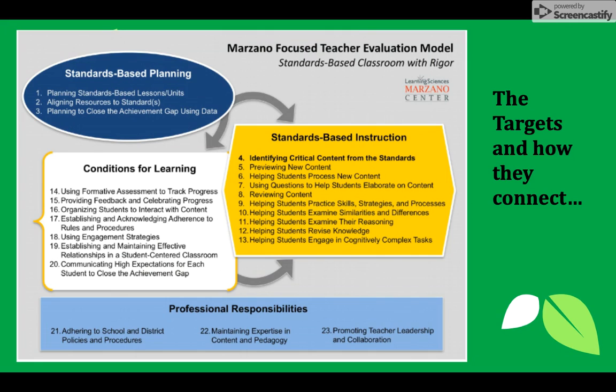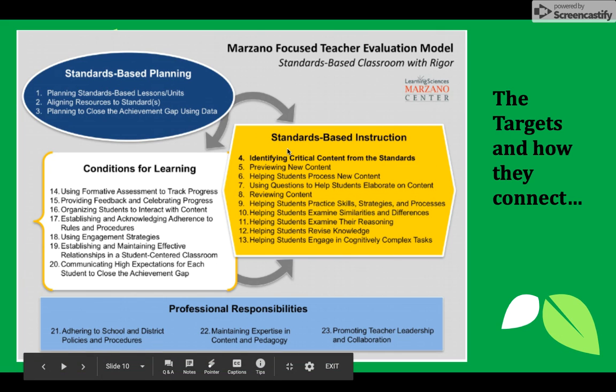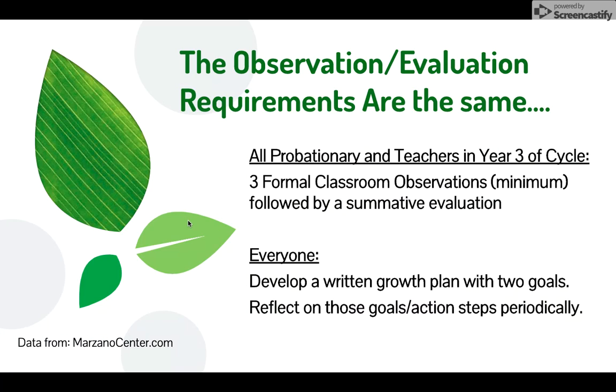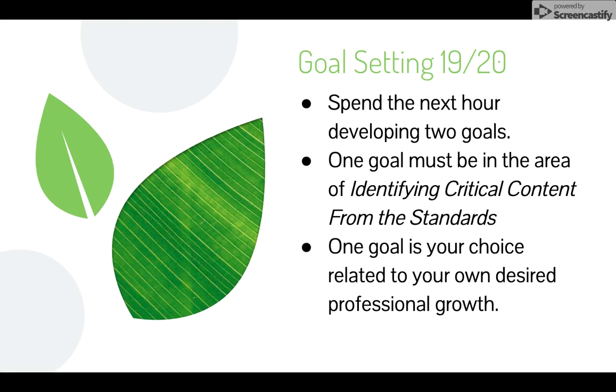I'm going to go back to this screen. If you're not sure what to pick, item 14, using formative assessment to track student progress, fits very nicely with the work we're doing and with the assessment for learning work. And formative assessment feeds your instruction. Really, any of these could be chosen, but I would say anything in the yellow here, standards-based instruction, or the white, conditions for learning, would be good ones to choose your second goal from. It could be under planning, but I really feel like you're going to be better off picking something from these areas.